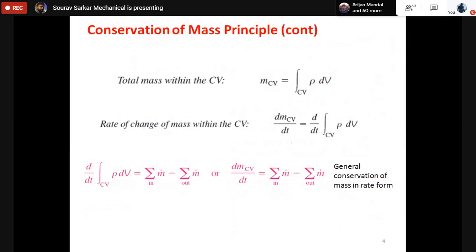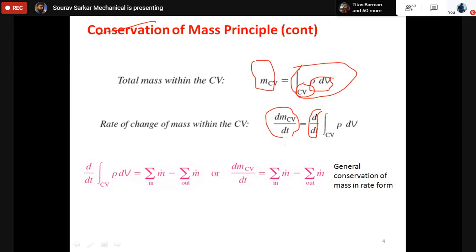So what is happening? The total mass of the control volume can be written as m_CV, which is basically the density times the volume, integrated over the whole control volume. The rate of change is dm_CV/dt, which is simply a derivative of this term which you have already written there. Okay, so the same thing I am trying to write down is basically the general conservation of mass.